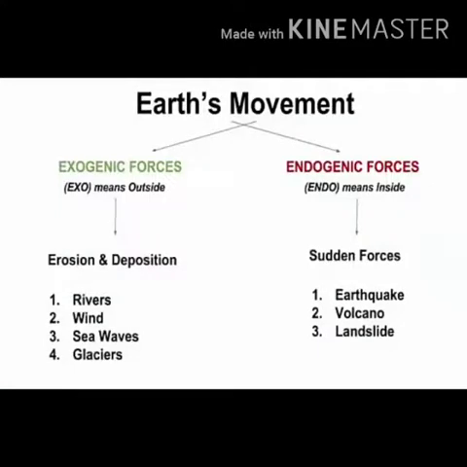Earth's movement is divided into two types of forces, that is the exogenic forces and endogenic forces. By the name you can figure out exo means outside, endo means inside. So the exogenic forces are rivers, wind, sea waves, glaciers. And endogenic forces are natural calamities like earthquake, volcano, landslide, etc. Another point to note is the endogenic forces cause mass destruction, and exogenic forces are naturally occurring and don't cause much destruction compared to endogenic.